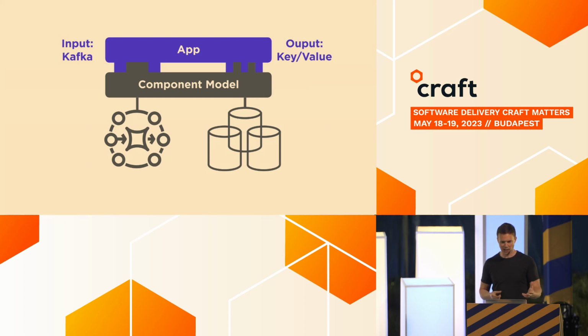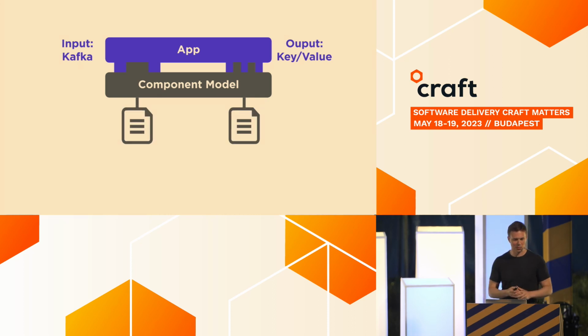So if this is running in the cloud, you might have a full Kafka cluster and a key value store with redundancy and high availability. But if it's running in an edge computing environment, those two things may just be provided by a file on the local file system. And the application developer doesn't need to worry about it.